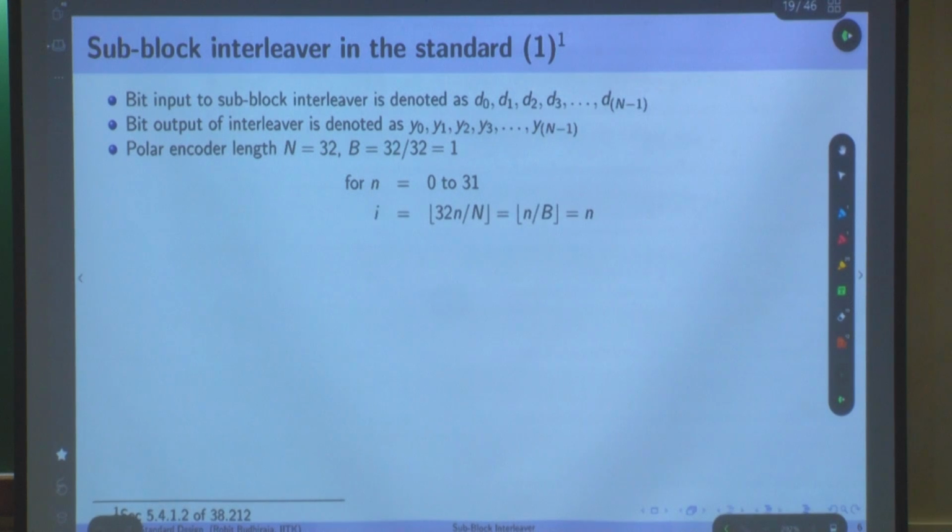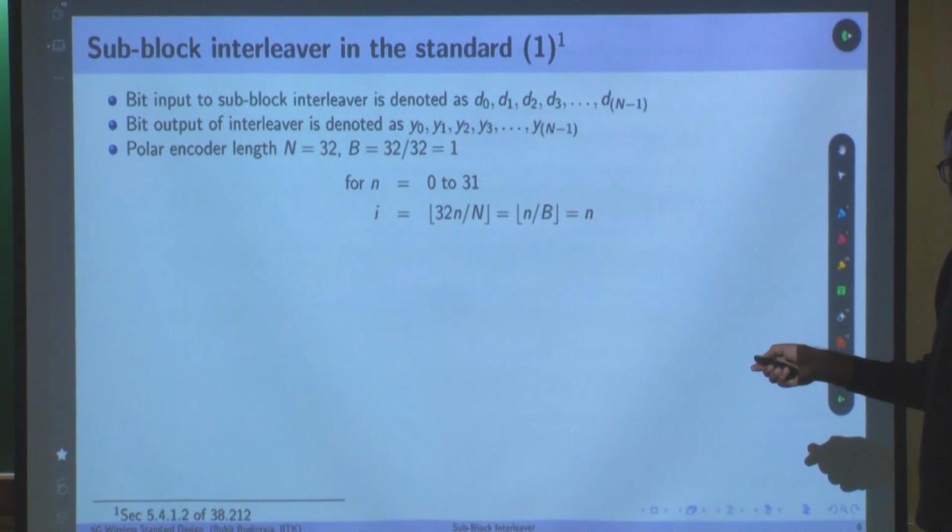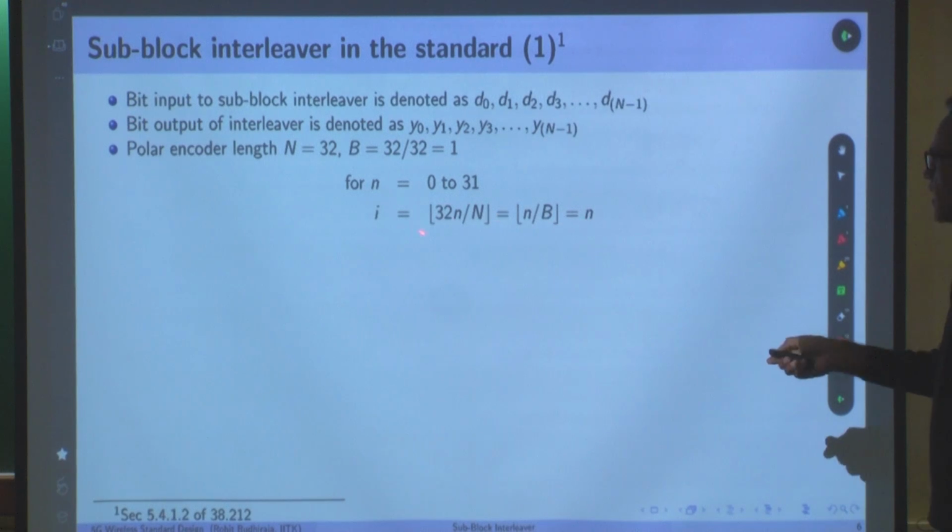Then what happens after that? Look at this index. This is floor of 32N by N. What is 32 by N? It is 1 by B, since B is N by 32. So I am writing 1 by B here, and then N by B. What is B? 1 here. And N by 1, the floor of that, gives N. I'm just simplifying this formula for you. There is another index running from 32N by B, and in this case it will run up to N.